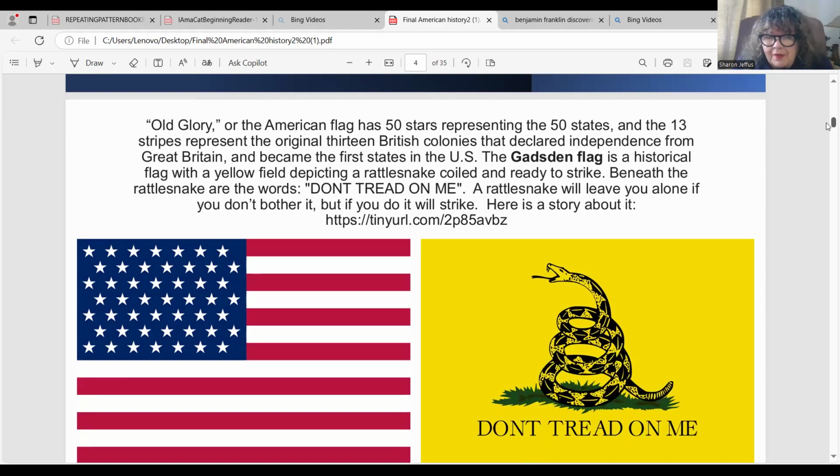Old Glory, or the American flag, has 50 stars representing the 50 states and 13 stripes representing the original 13 colonies that declared independence from Great Britain.